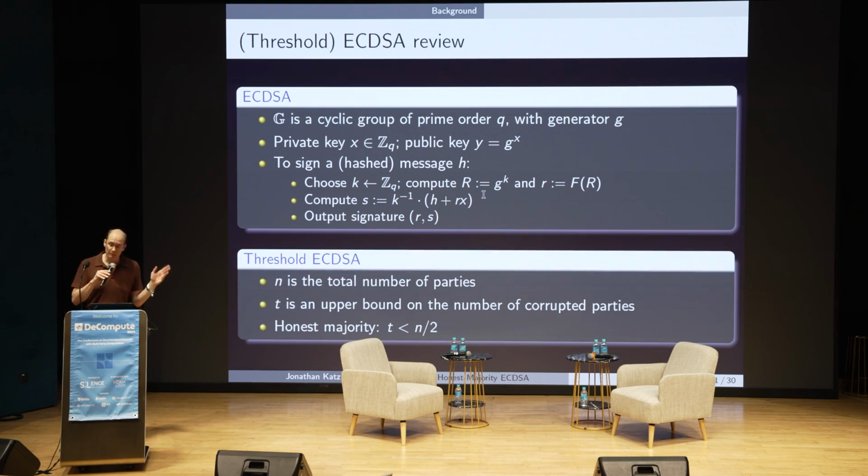And in our setting here, I think I've used this notation already, but we have a total number of parties N. T is going to be an upper bound on the number of corrupted parties that the system can tolerate. And the fact that we're in an honest majority setting means that we're assuming that T is less than N over 2. And you can think about, if you like, actually just setting T to be the maximal value subject to that constraint. So if N is odd, you have T as the floor of N over 2.